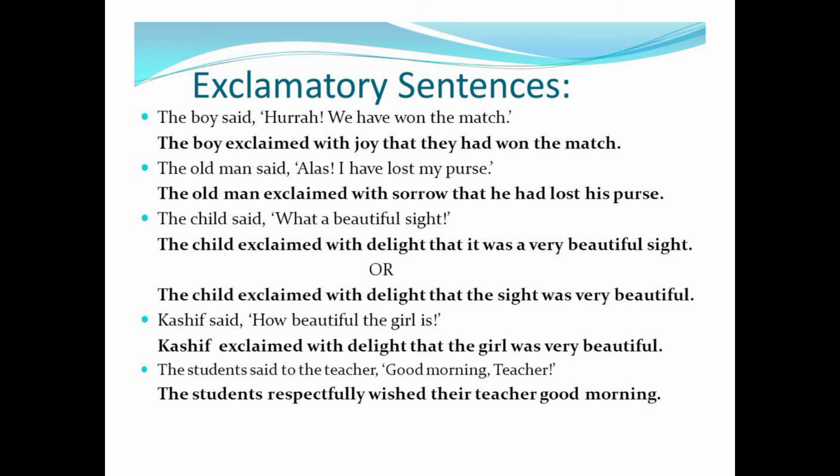So in this way you have to just see the next sentence. The child said, what a beautiful sight. So when you see what a beautiful, what a nice, how beautiful it is, so you have to change it to very beautiful है ना. तो child exclaimed with delight, तो ये happiness खुशी है आपका. So that it, so it is a beautiful sight, so it is a non-living thing, that's why you have to use it as a pronoun. So it was a very beautiful sight.